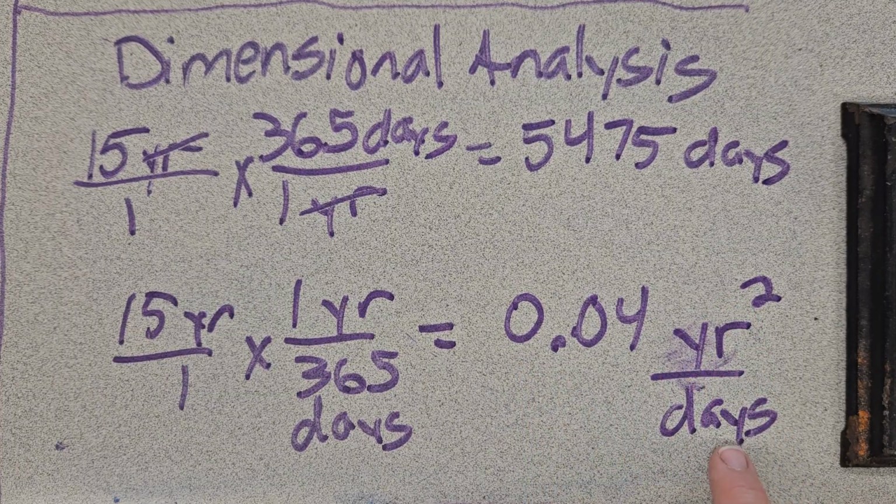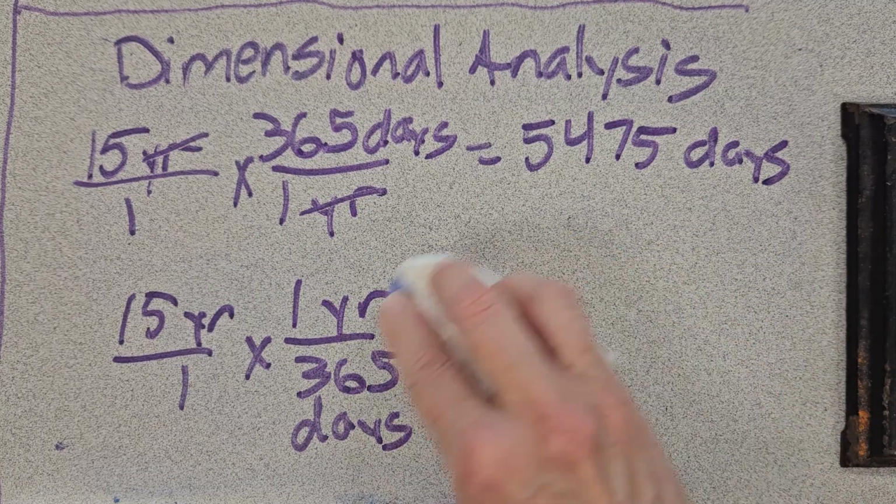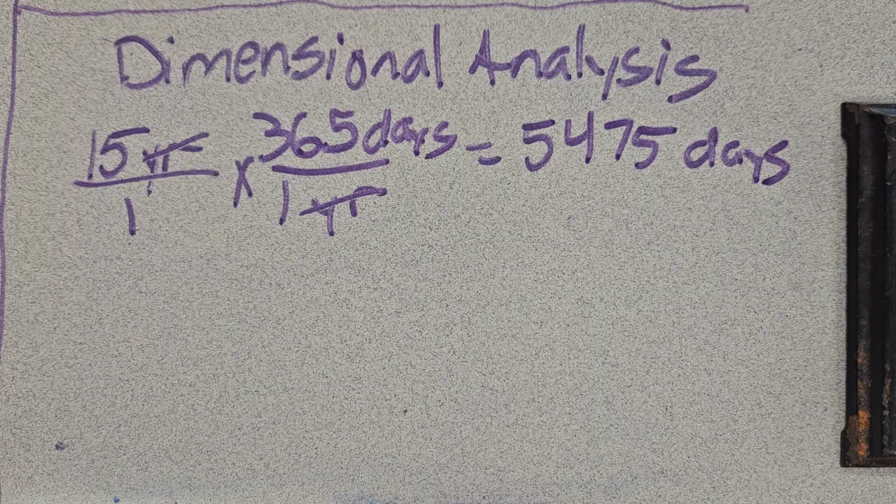So let's look at our unit. Our unit is years squared divided by days. That is a silly unit. That is not a reasonable thing. So that's the first thing that should clue you in, oh, I set this up wrong. And that would clue you in that you need to do it like this.